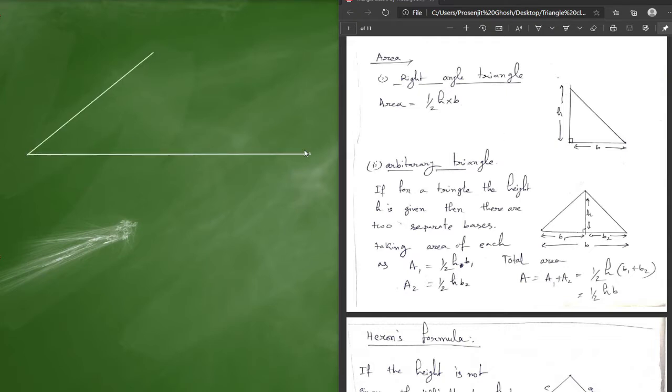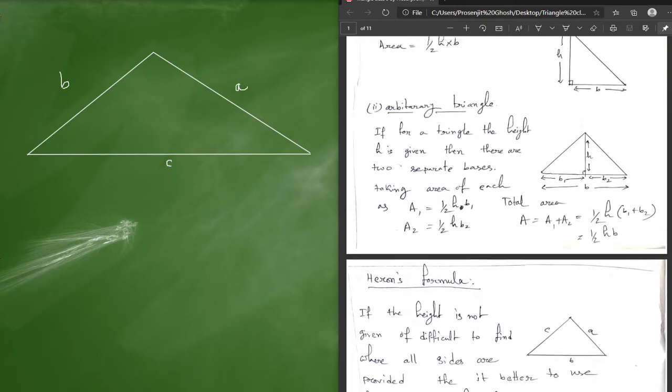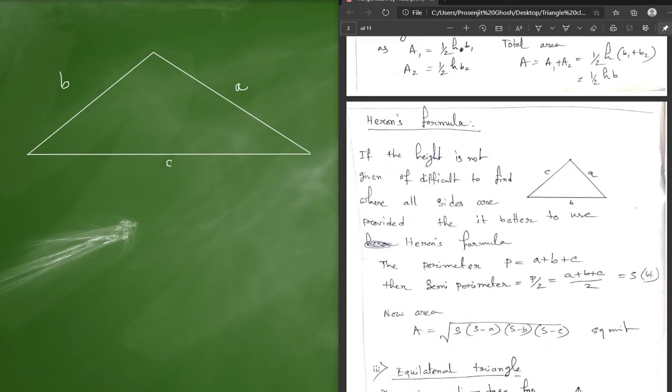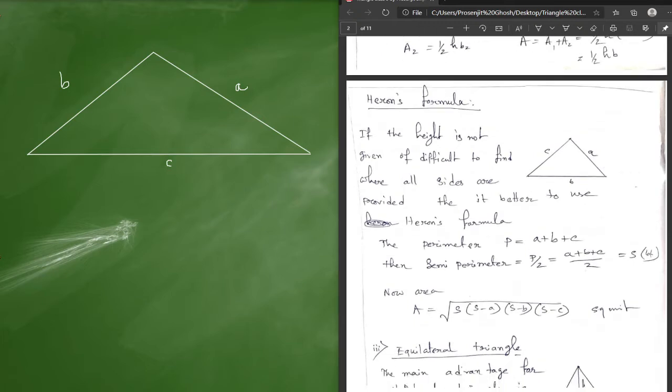So another arbitrary triangle is given where now each of the sides is given to you, that is A, B and C. Then how can you find the area of this? For this you need Heron's formula. Maybe in the PDF somewhere it is written as "Hero formula", but don't mind, it is Heron's formula, Heron. So be careful with that.